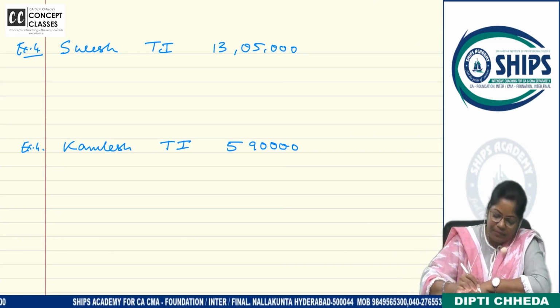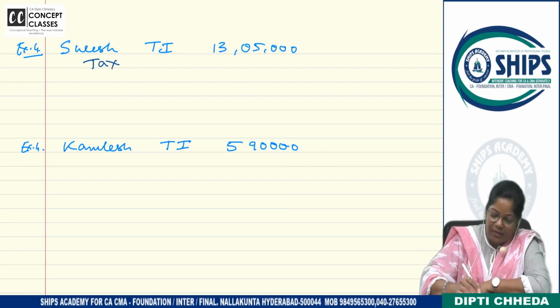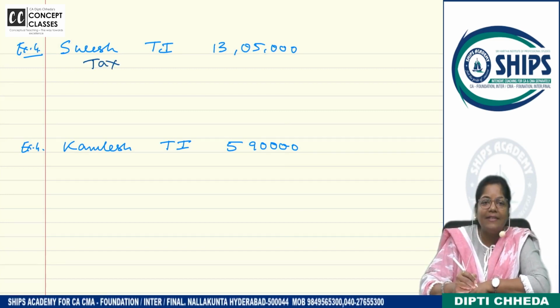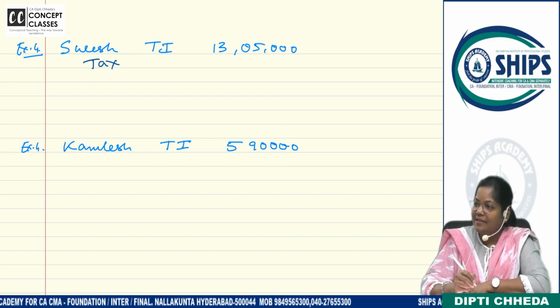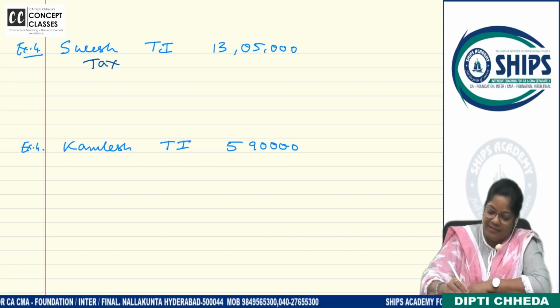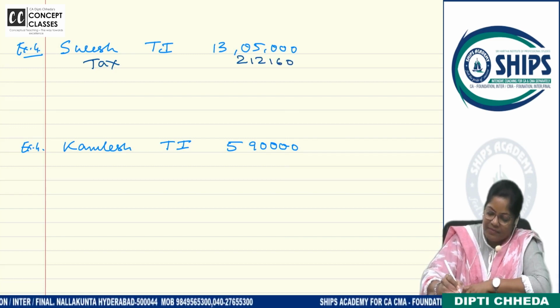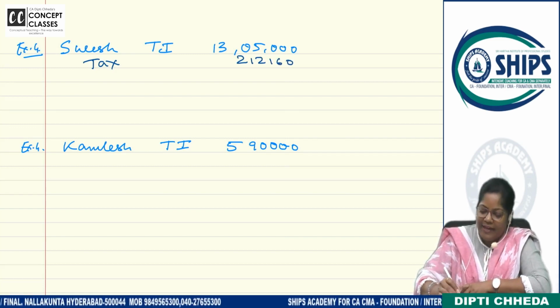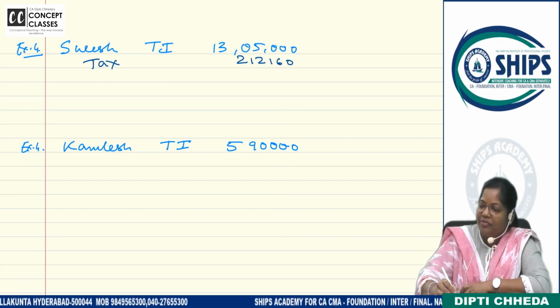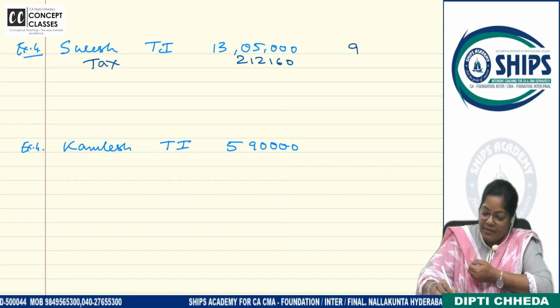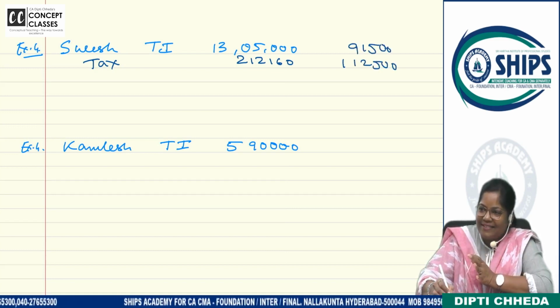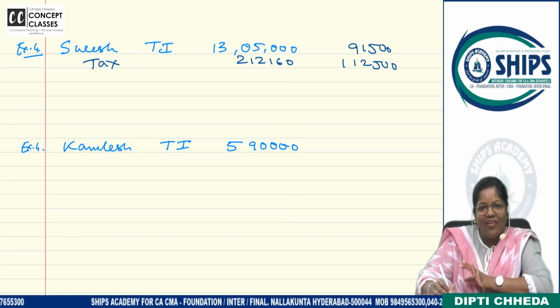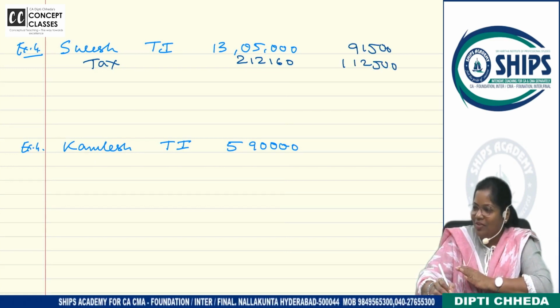Suresh, how much tax is coming? 2 lakh. Sure. So above 10 lakhs, on 3 lakh 5,000, how much have you calculated? 30%, 91,500, and 1 lakh 12,500 is fixed. Some of you have not followed how.